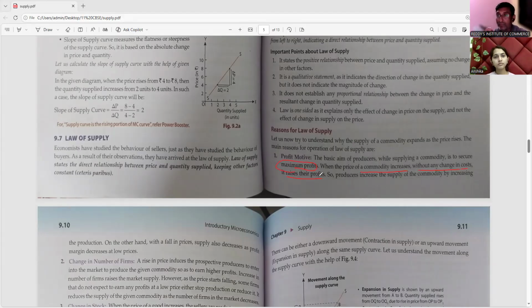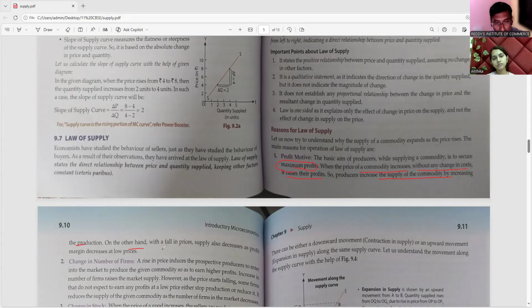He's not spending even 1 rupee more than the earlier cost, but still he's increasing the price of the commodity. So that is why he's getting maximum profitability. So producers increase the supply of the commodity by increasing the production.